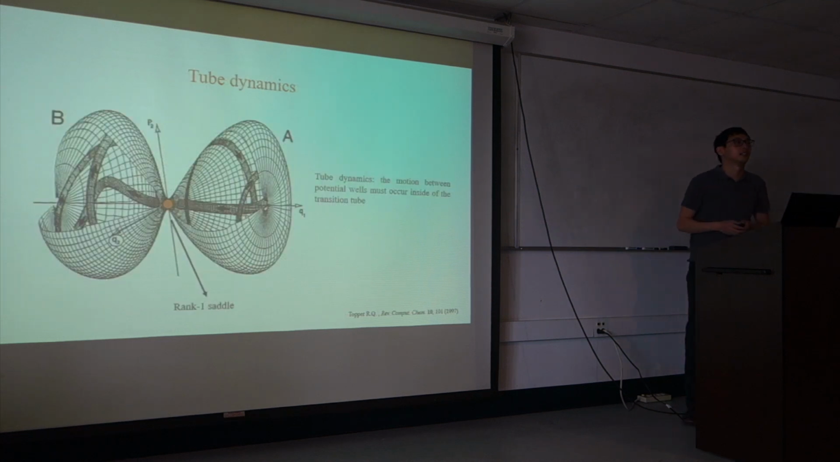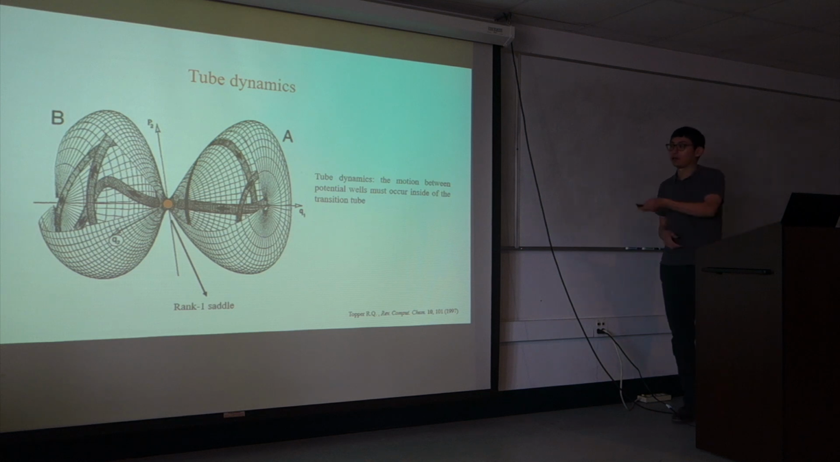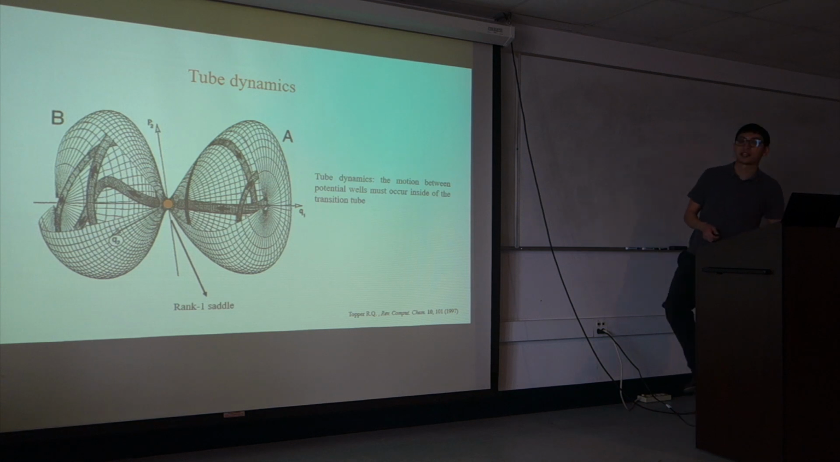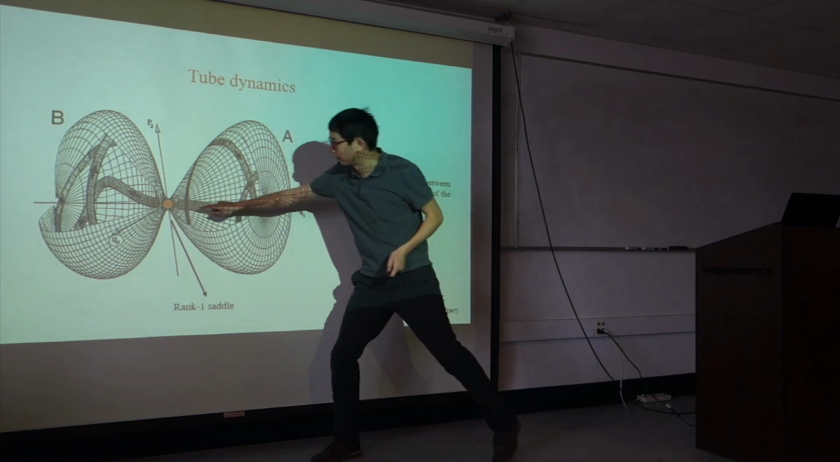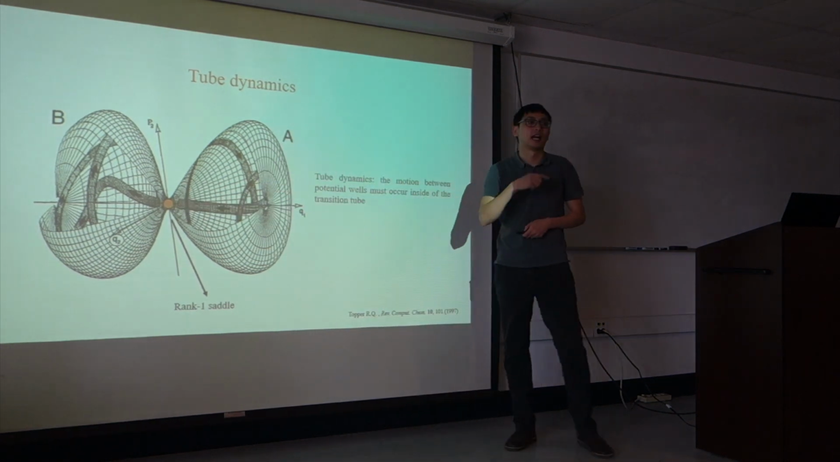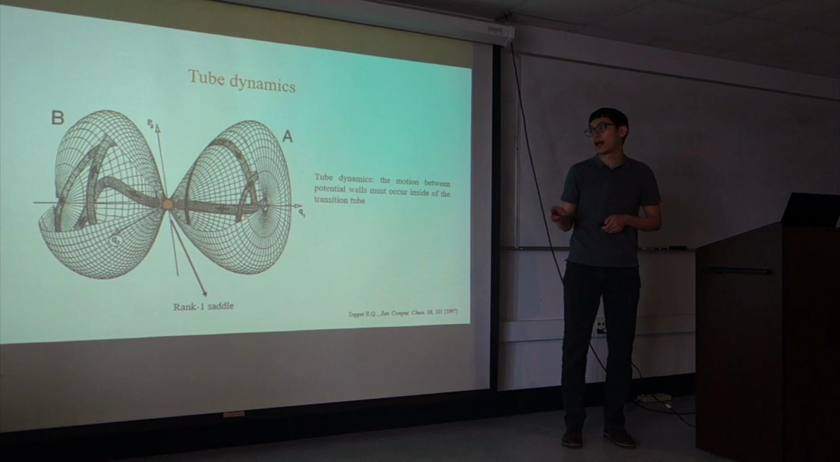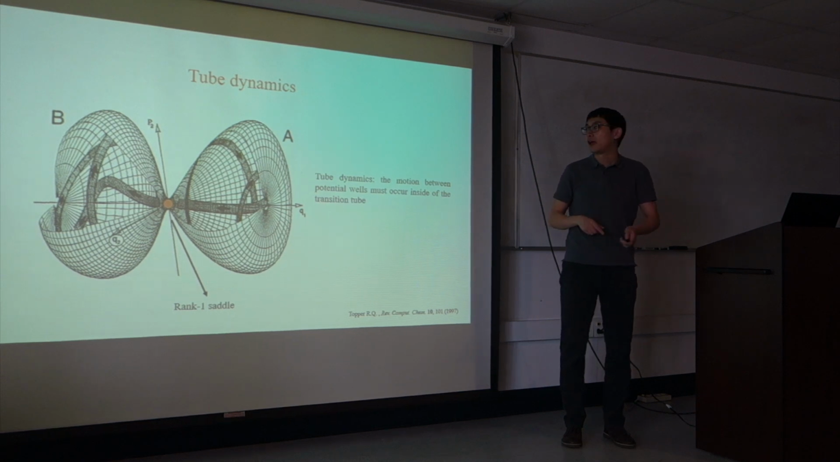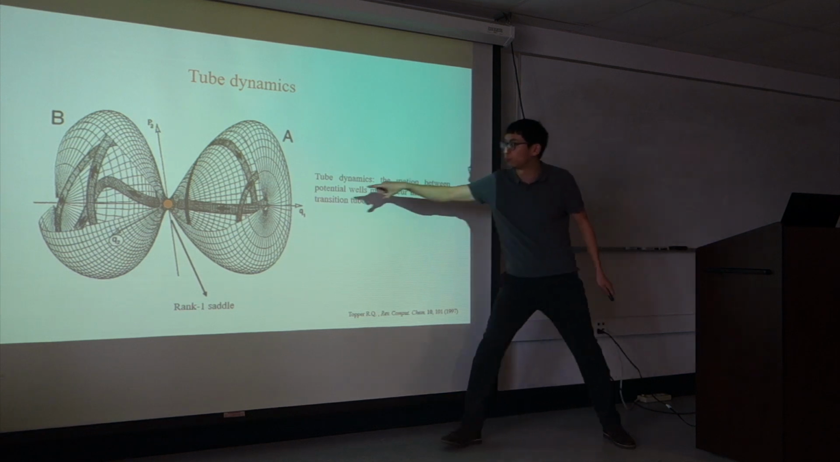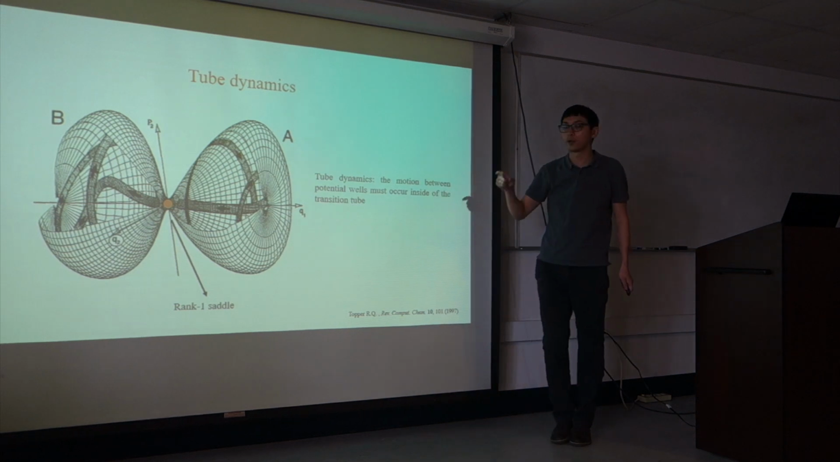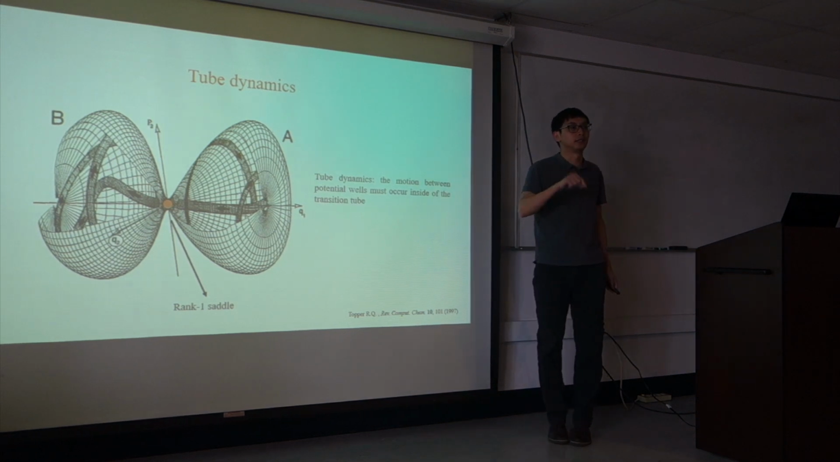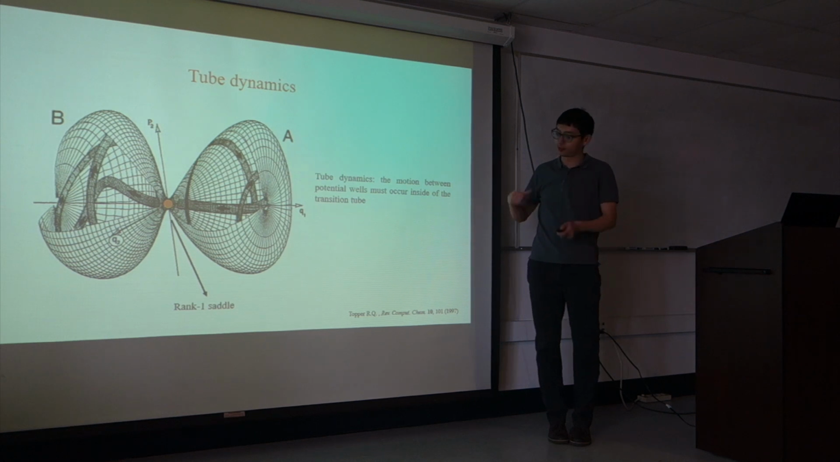For studying the escape dynamics, sometimes we use a framework from tube dynamics. What's that? For example, here we consider 2 potential wells A and B. In general, the potential wells are connected by a rank 1 saddle here. Around the saddle, there is an unstable periodic orbit. The periodic orbit has an unstable and stable invariant manifold, and all the transitions between A and B must occur inside of the tube. The tube is the invariant manifold. We call it the transition tube, and we will use the same name in the next topic.